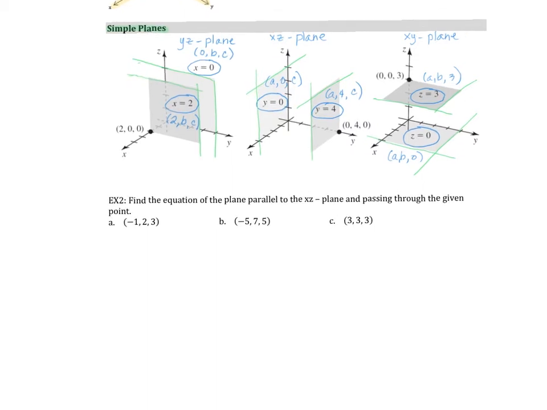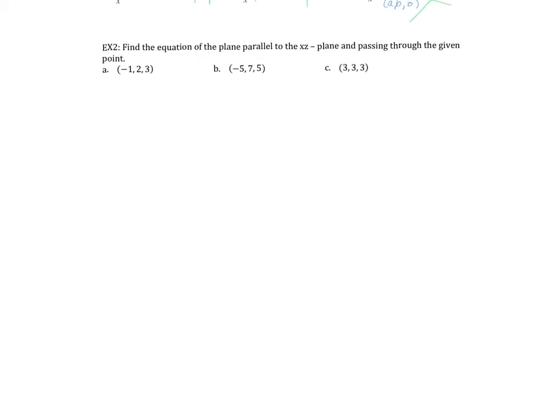Example 3 asks us to find the equation of the plane parallel to the xz-plane and passing through the given point. If we look at part A, we can see that the y value here is 2.